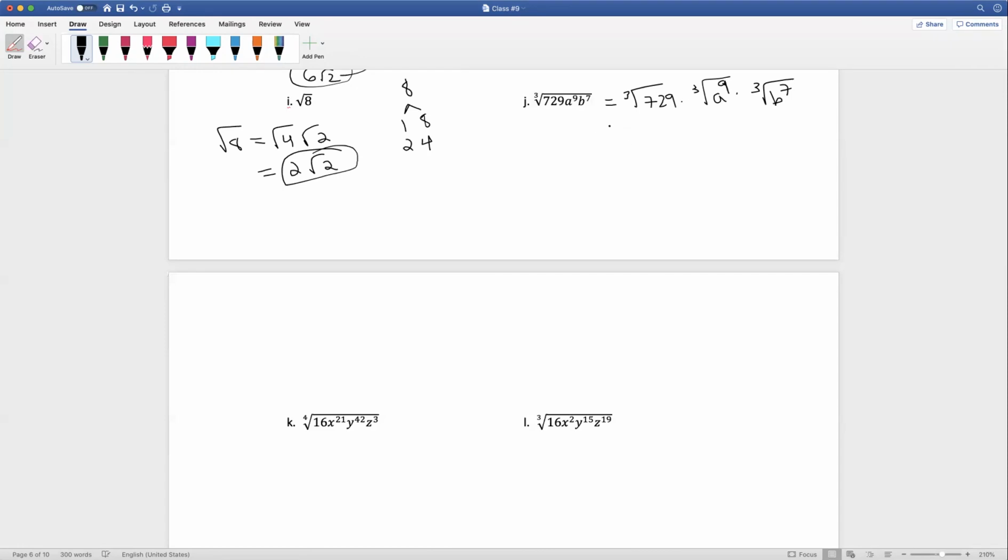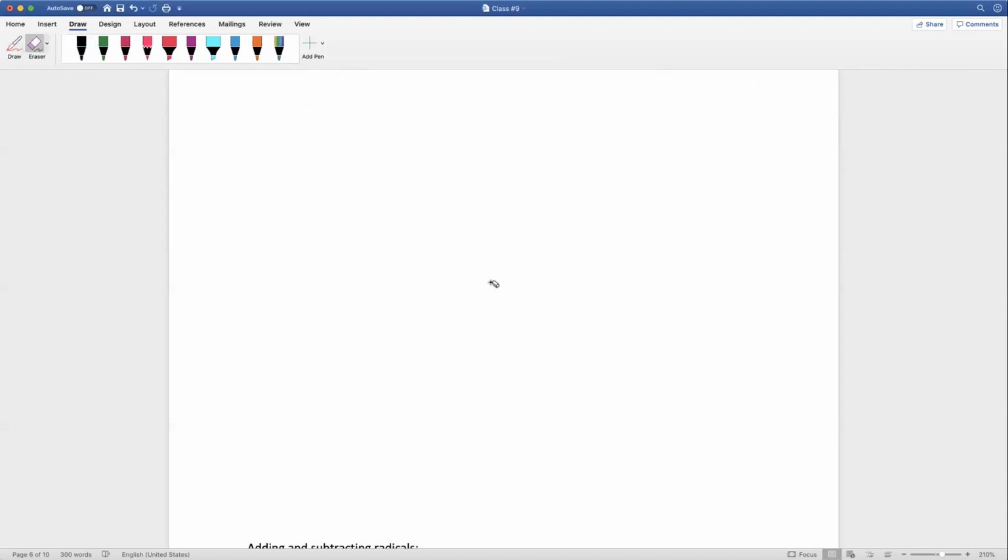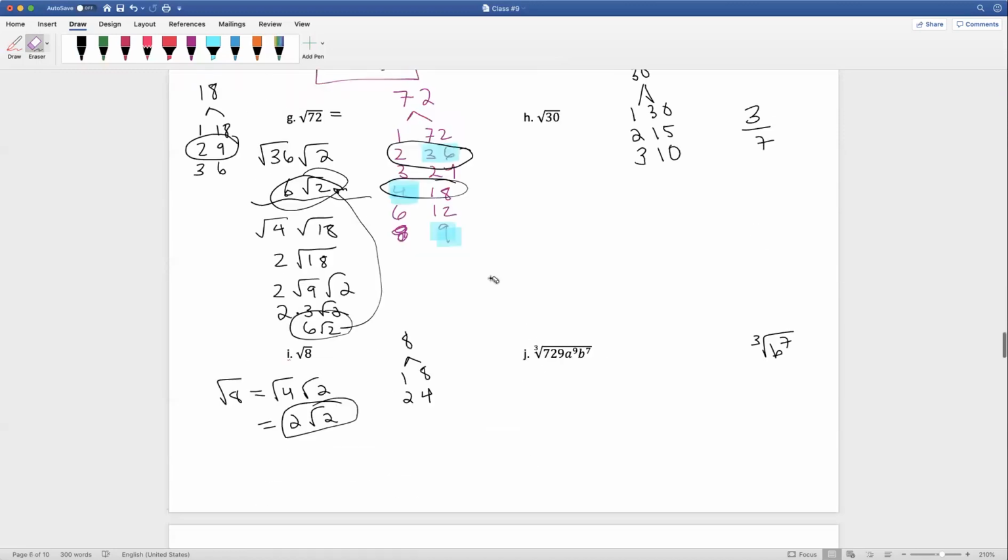Let's do 729 first. So does 729 have any perfect cube factors? Well, guess what? 729 is a perfect cube. How do you know? Well, 729 is the same thing as saying 9 times 9 times 9. So this guy is a perfect cube, and we're just going to call this 9.